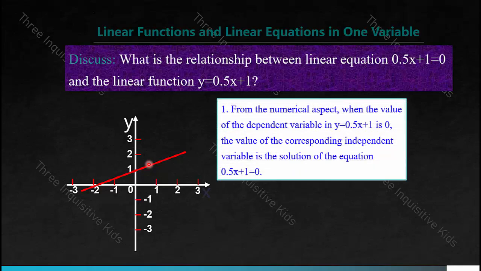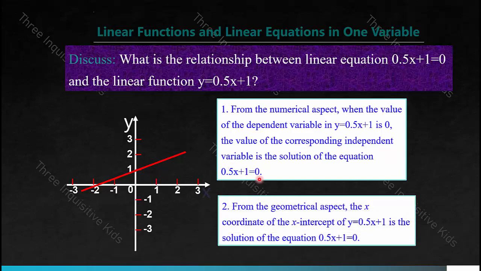Well, from the numerical aspect, when the value of the dependent variable in this linear function is 0, the value of the corresponding independent variable is the solution of the equation 1/2 x plus 1 is equal to 0. But from the geometrical aspect, the x-coordinate of the x-intercept of y is equal to 1/2 x plus 1 is the solution of the equation 1/2 x plus 1 is equal to 0. So there are two aspects you can look at it in, numerically and geometrically.